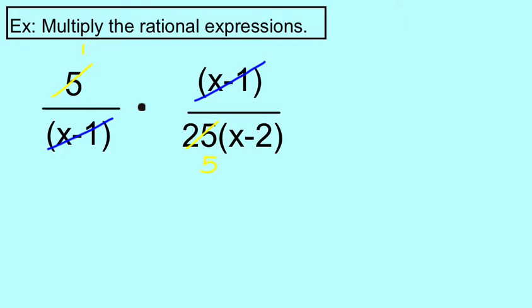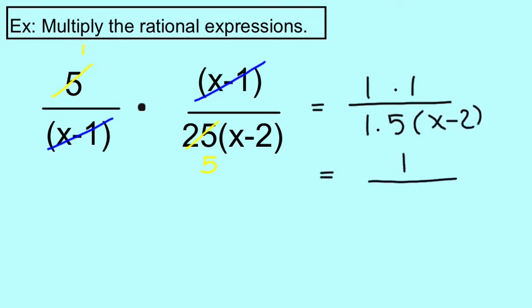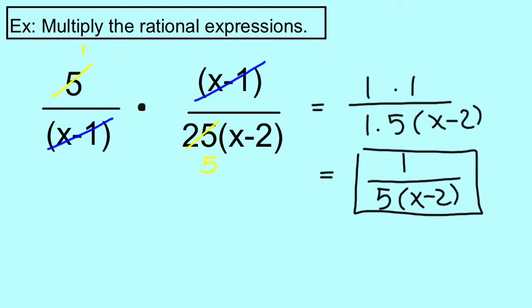Now we go ahead and multiply across. So we're left with 1 times 1 over 1 times 5 times x minus 2. So our answer then is 1 over 5 x minus 2. Is there any domain restrictions? Yes. The domain restriction is if I plug a 2 into here or I plug a 1 into there, they would make those undefined. So my domain restriction is x cannot be 1 and x cannot be 2.